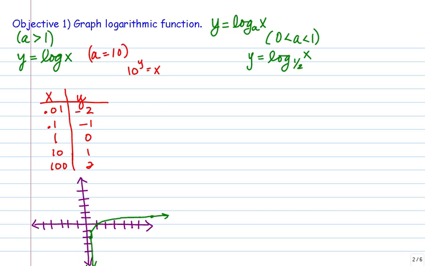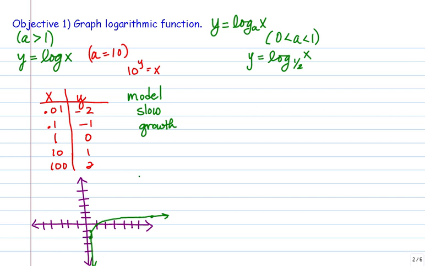we get this graph. A logarithmic function is used primarily to model very slow growth. You can see that because it takes the value of 100 before we even get to a y value of 2. Now, what are some characteristics of this graph?